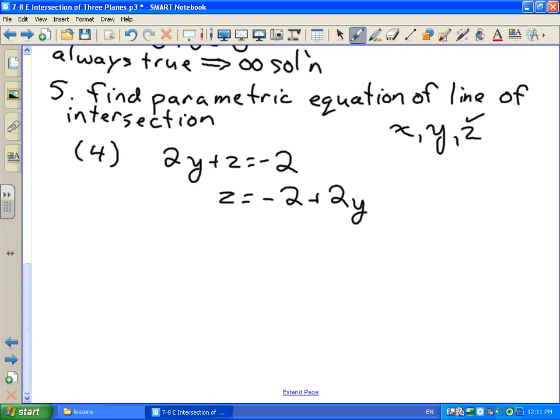What did I do wrong there? Sorry? Minus 2y? Is it still -2? Okay, minus 2y. So we've got our expression for z. We're done with z. So the next thing we want to do is eliminate z from the system. So we can pick two of our planes and eliminate z. So I'm going to pick plane 1 and plane 3.